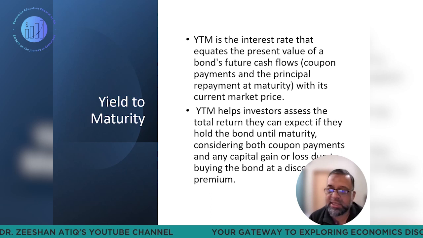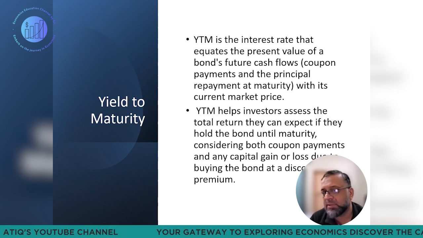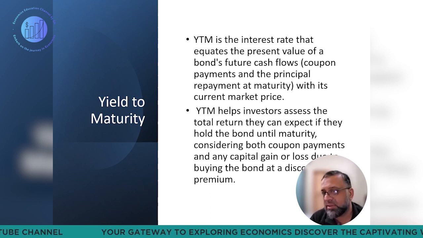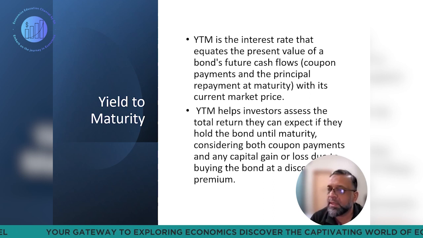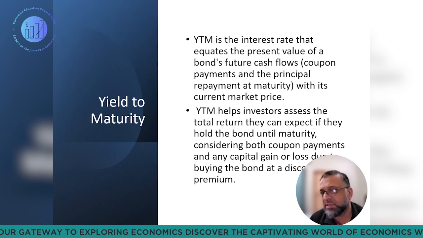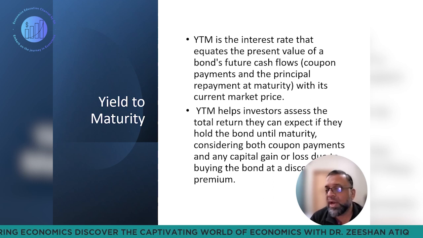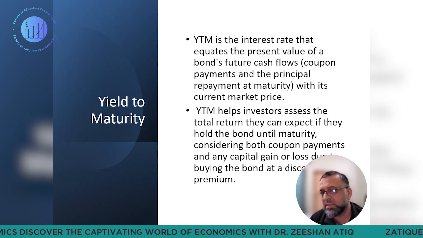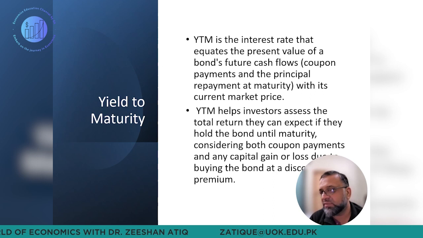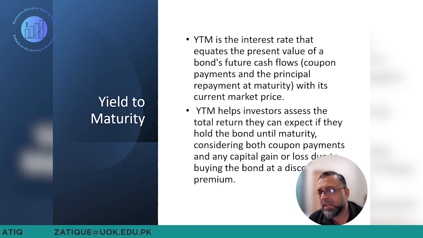We'll be using this present value concept to understand yield to maturity. What is yield to maturity? Yield to maturity is sometimes a very tricky concept for economics students. YTM, the yield to maturity, is the interest rate that equates the present value of the bond's future cash flows, coupon payments, and principal repayment at maturity with its current market price.